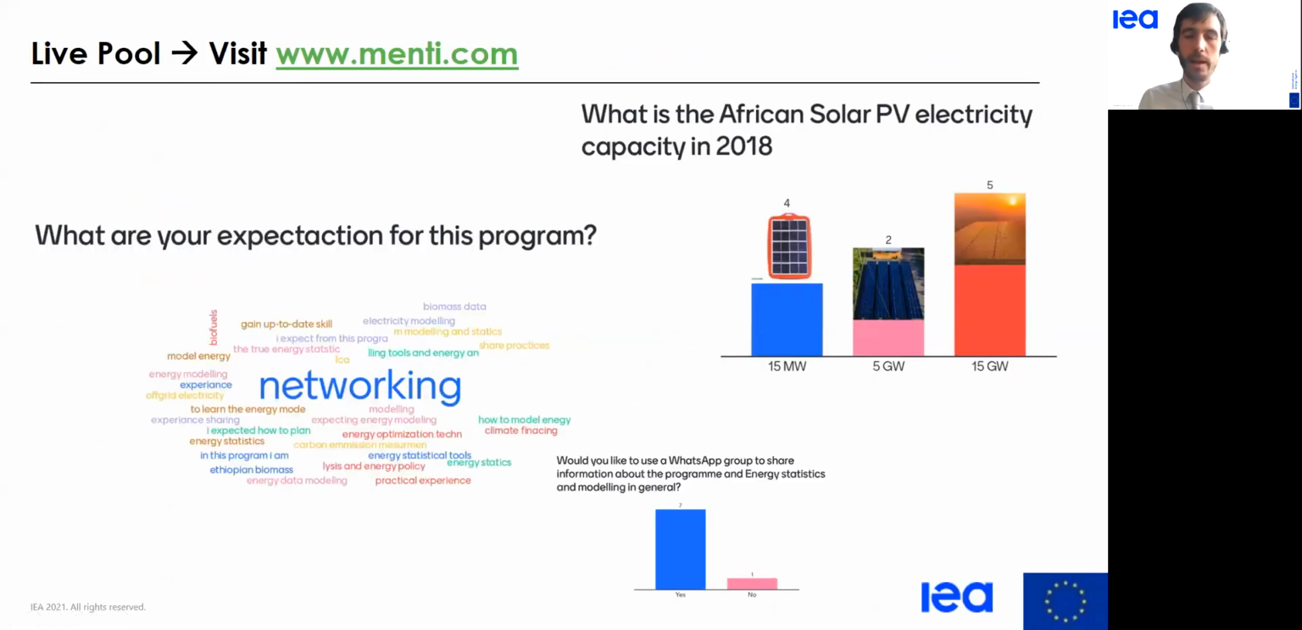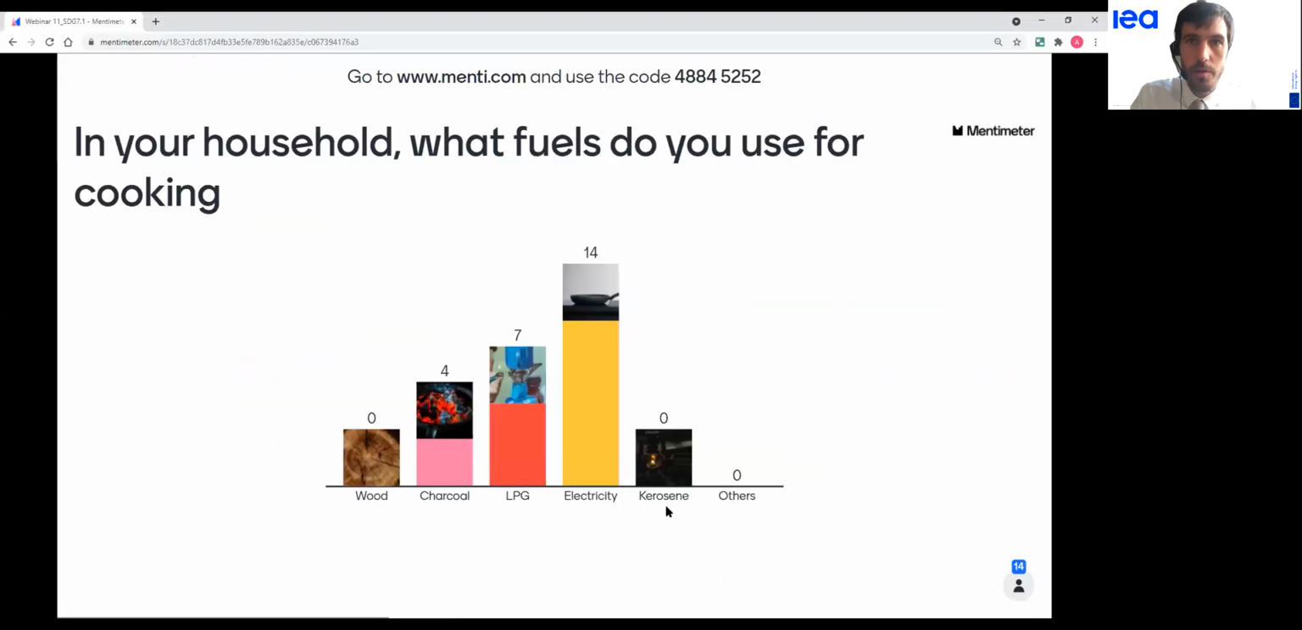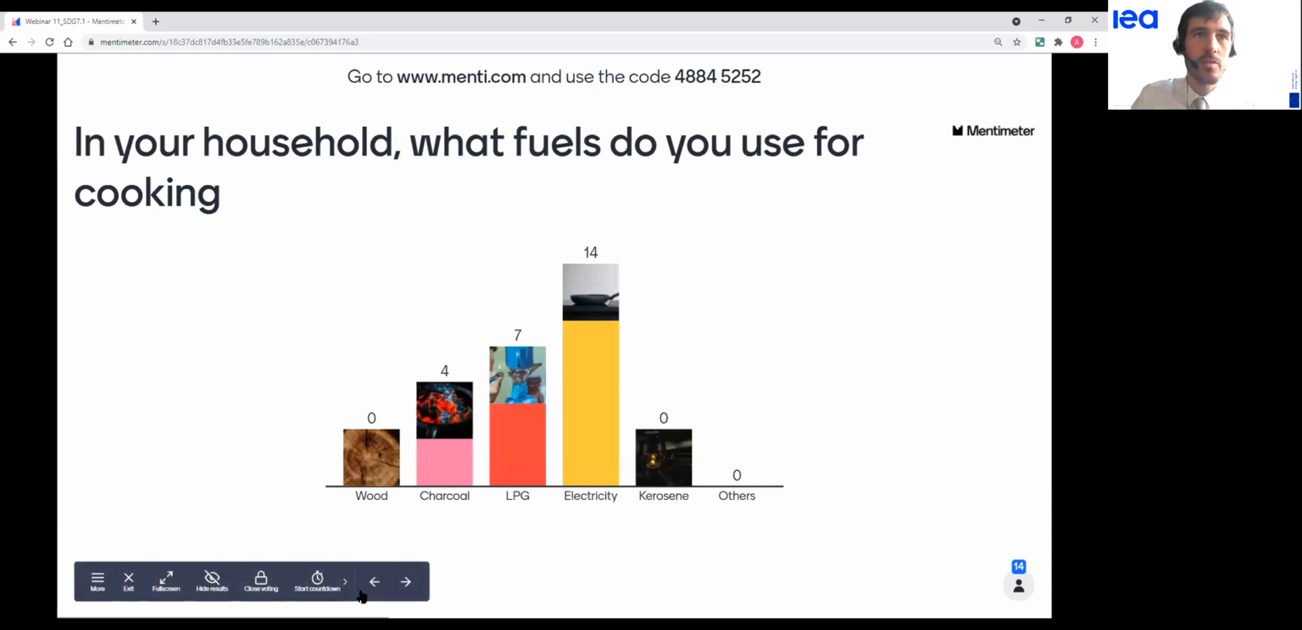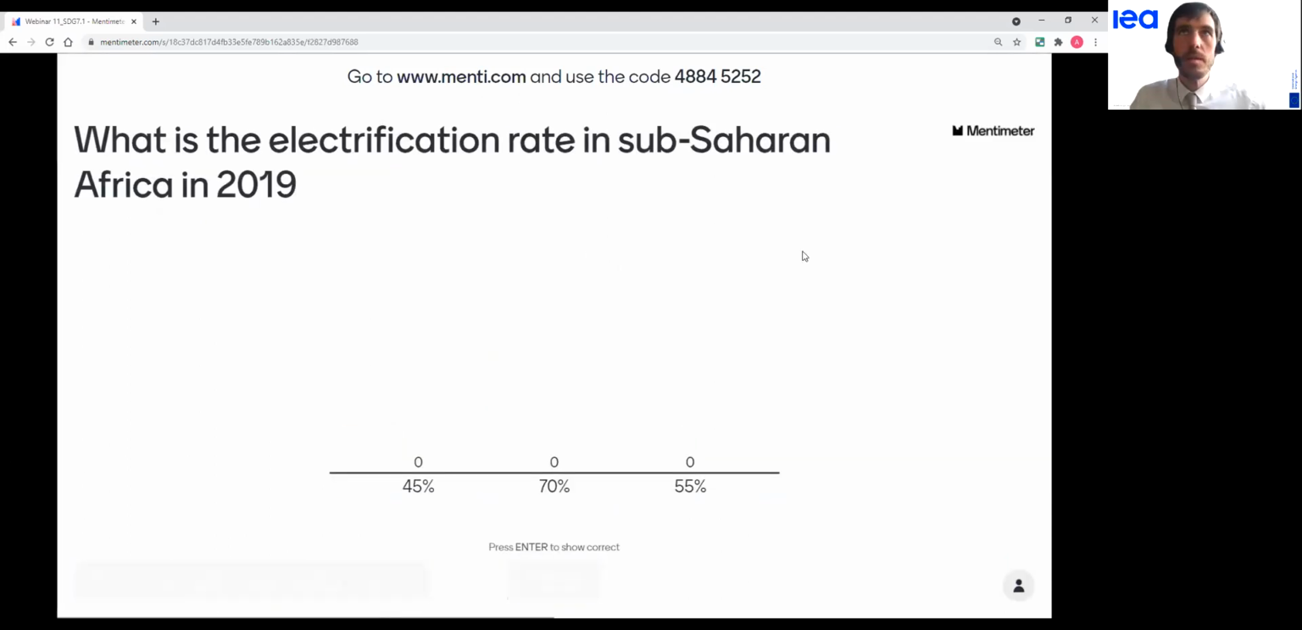But before that, we'll start again with a few polling questions. So I invite you to go back to Menti for some questions on access to electricity. We are still using the same code. If you joined us lately, the code is 48845252. And the first question is, according to you, what is the electrification rate in Sub-Saharan Africa?